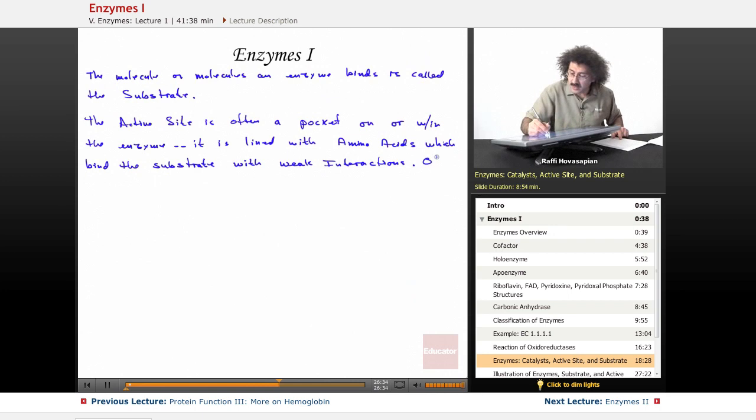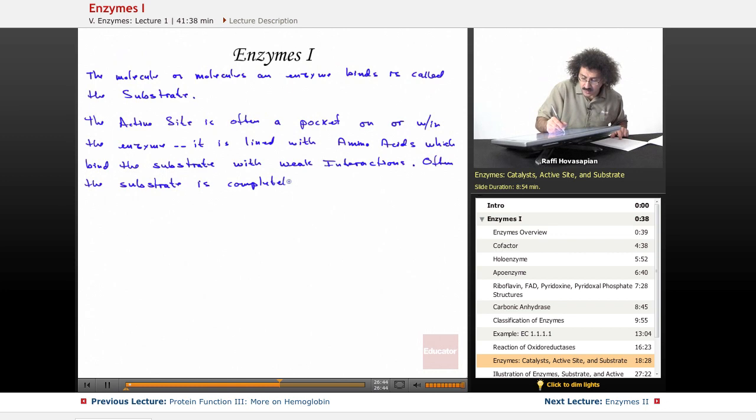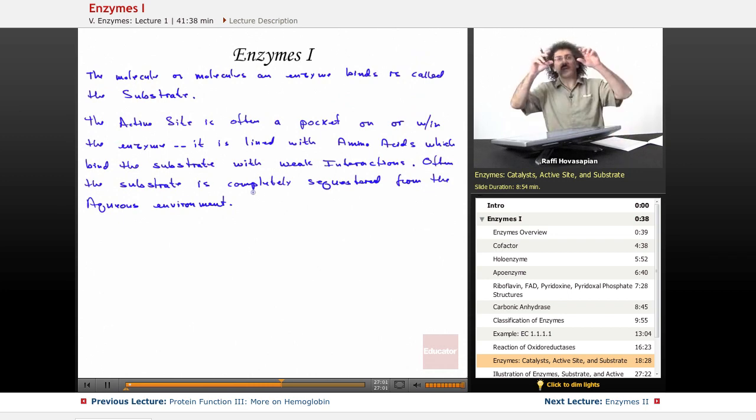Okay, often the substrate is completely sequestered from solution, completely sequestered from the aqueous environment. So in other words, when the enzyme binds the substrate, it doesn't allow water or anything else to come in. It provides a space for only that molecule and whatever else needs to be there for the reaction to take place. So that's what we call sequestering. It separates it from solution, so you don't have a bunch of other stuff floating around.